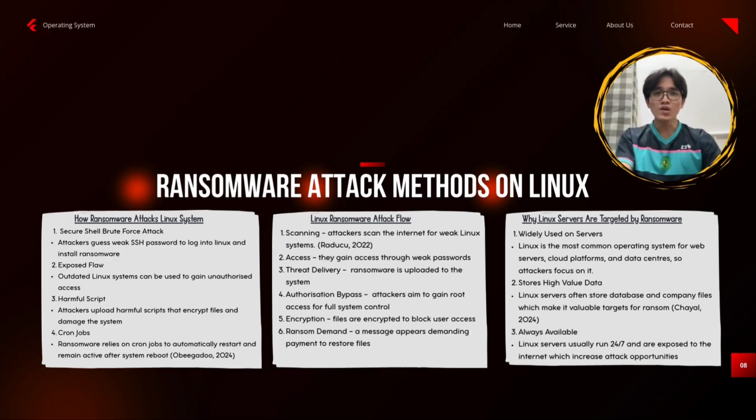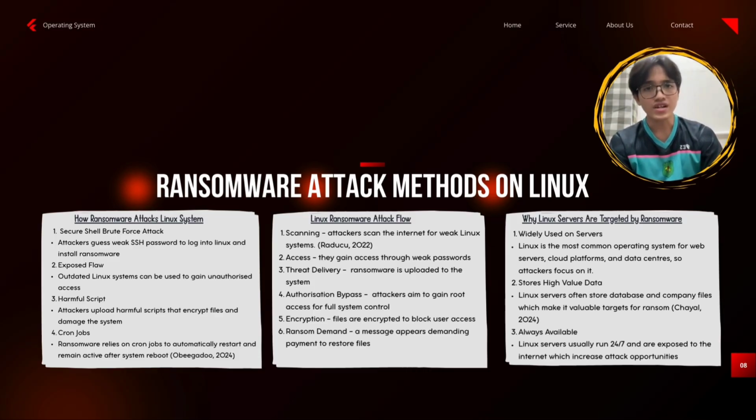Next, we will move to the typical steps of a Linux ransomware attack. First, attackers scan the internet looking for weak or unprotected Linux servers. Once they find one, they will try to get access, usually through weak passwords or misconfigured services. After that, they upload the ransomware to the system.